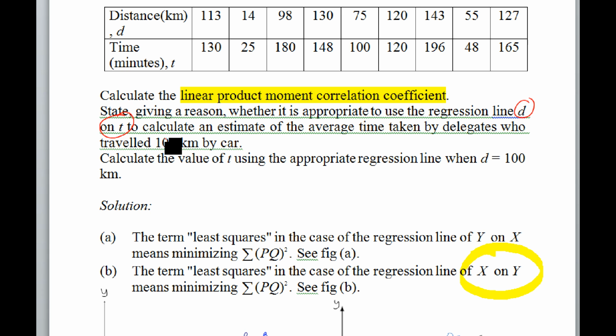Okay, this gets a bit confusing, but you must read it very slowly and carefully. I'll give you a bit of time to digest, okay? Do you think it is appropriate to use D on T to find at D equals 100, what is the value of T? First of all, the big question you've got to ask yourself is, are there any independent variables? Because if there's an independent variable, then you will just use one regression line all the way. Okay.